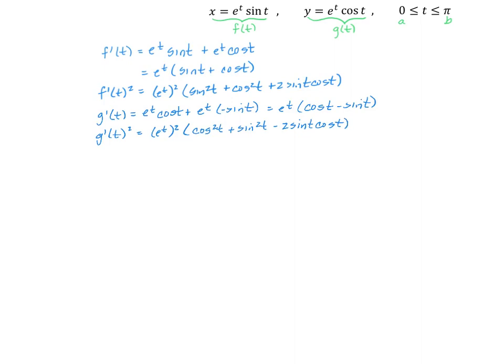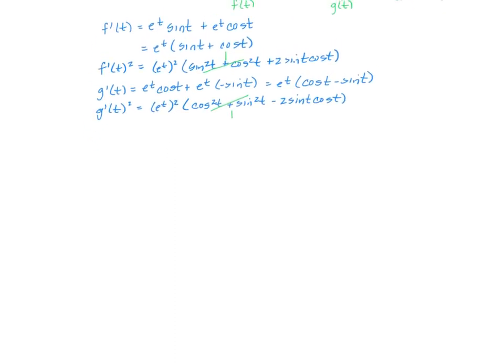All right, so I'm going to pause for just a second. Notice that in f prime of t squared, the sine squared plus cosine squared is 1. And in g prime of t squared, cosine squared plus sine squared is 1. So that simplifies those even further. And if you can see that by adding the f prime of t squared and the g prime of t squared, the 2 sine cosine minus 2 sine cosine will cancel, you could do it now. So let me show you what I mean. I'll write it all out.